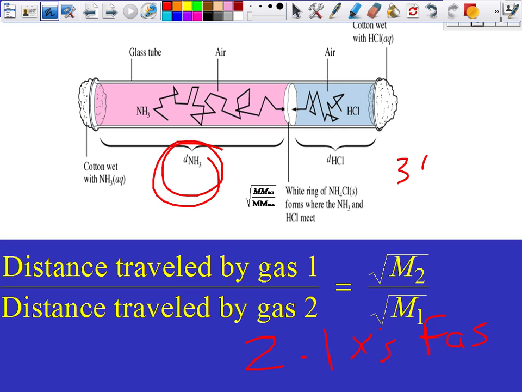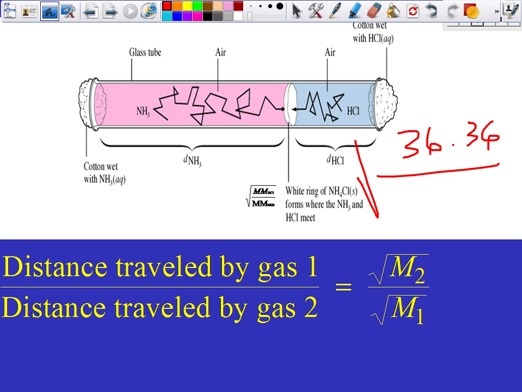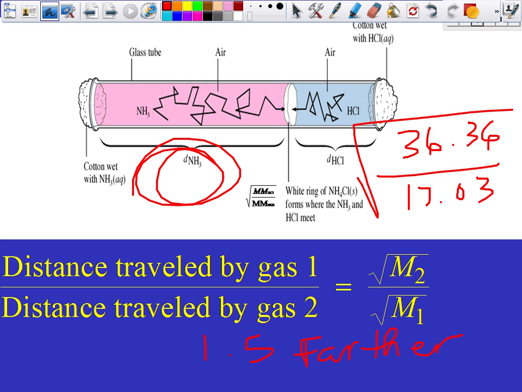And again, the way we did it was 36. Oh, my apologies. I actually need to take the square root of this number. So let me do this. That is not right. Let's try this again. One more time. 36.36. Again, square root of all that divided by 17.03 comes up to be a 1.5 farther. And again, which one's going to go farther and why? NH3, because it is lighter. All right, so that is what's going to be your answer.